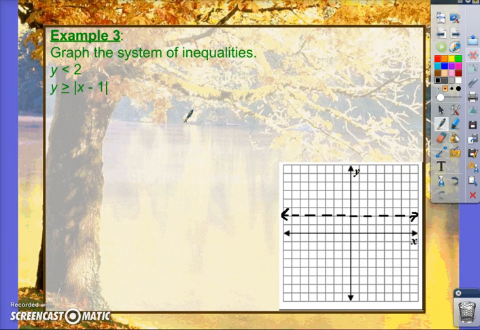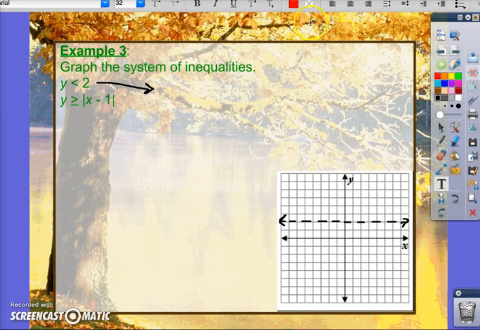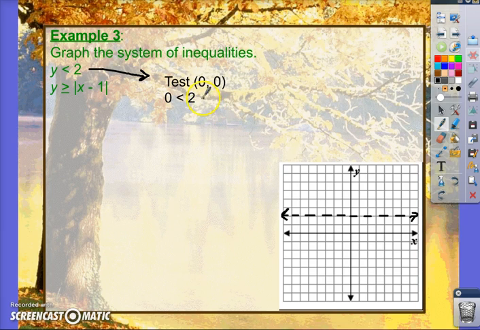Now for this one, it is less than. Let's see, we're still going to test a point. We want to see where to shade, so let's just double check here. I'm going to test 0, 0. 0, 0 lies below the line. If I plug it in, I know I only have one variable, but I get 0 less than 2, which is a true statement. So here's 0, 0. So my first shading is everything below.